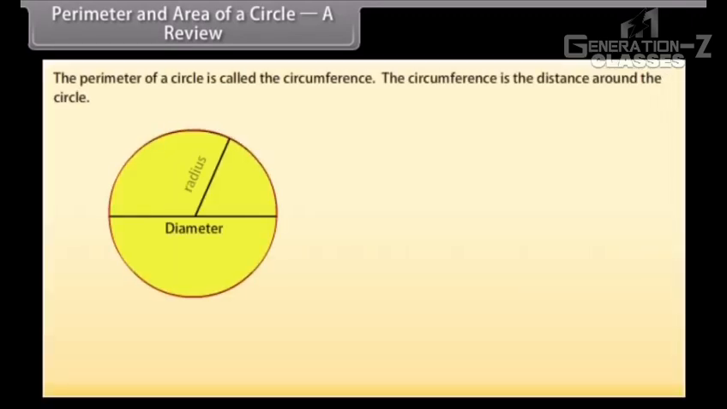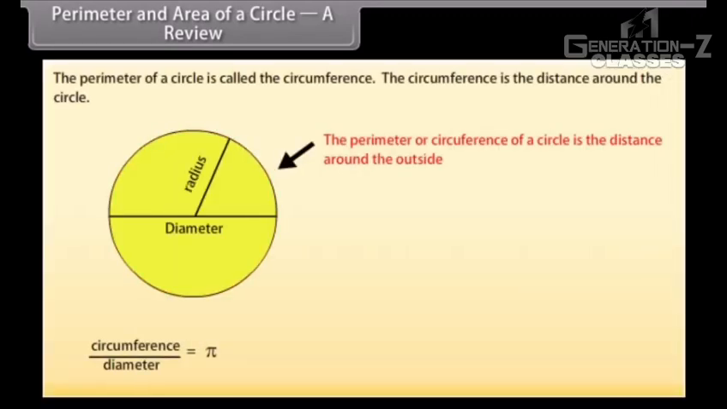Perimeter and area of a circle. A review. The perimeter of a circle is called the circumference. The circumference is the distance around the circle. The ratio of circumference to its diameter is constant. The constant ratio is denoted by pi, so circumference equals pi times diameter, which equals pi into 2r, where r is the radius of the circle, which equals 2 pi r.